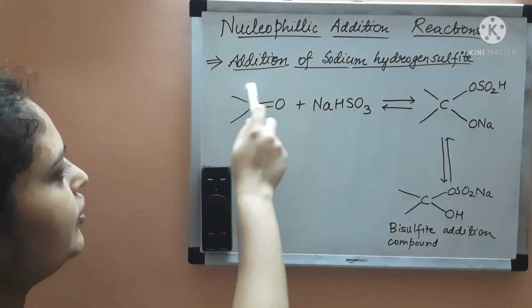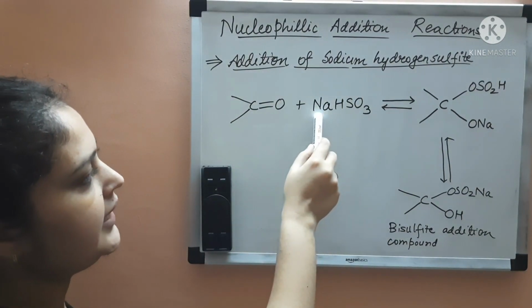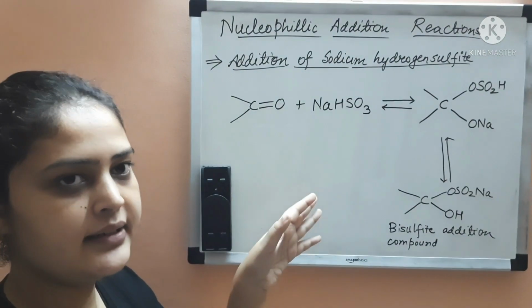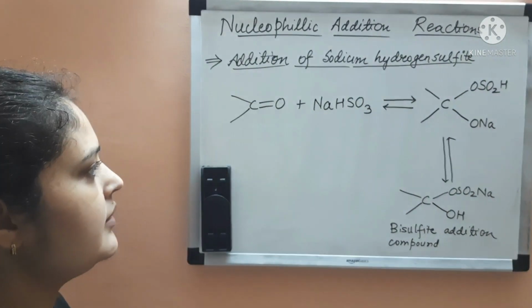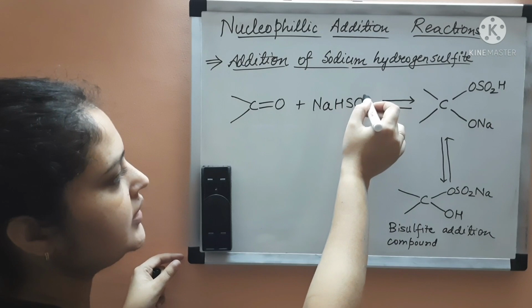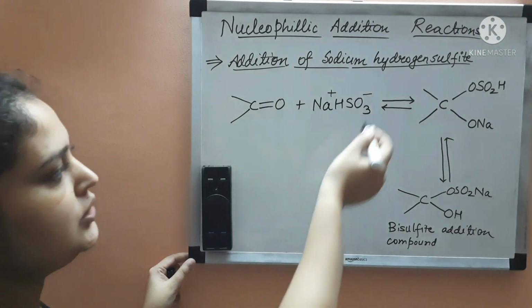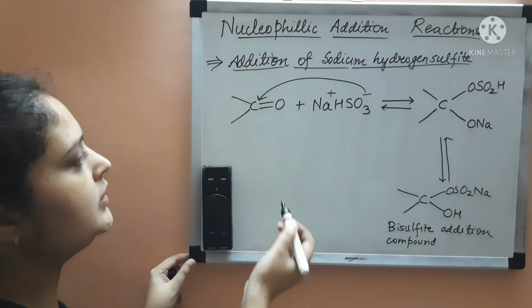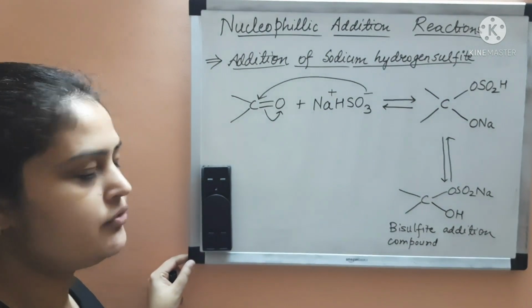So this is the aldehyde or ketone based on the substituents, and this is sodium hydrogen sulfide, NaHSO3. As we have already studied the mechanism of nucleophilic addition reaction, if you remember, what are the steps? So this is the nucleophile HSO3 negative, and this is sodium, positive. The nucleophile will attack on the carbonyl carbon. This double bond will shift and oxygen will have the negative charge.